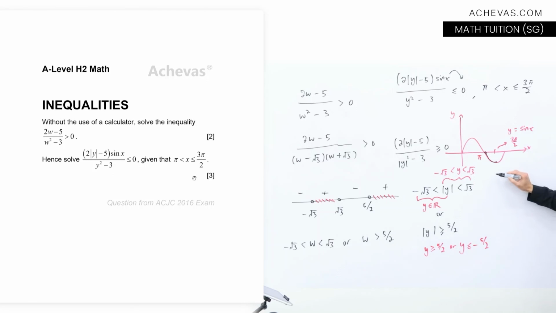Alright, so let me just rewrite the final solution here. I will be able to get y will be between minus root 3 and root 3, or y will be greater or equal to 5 over 2, or y will be lesser or equal to minus 5 over 2.